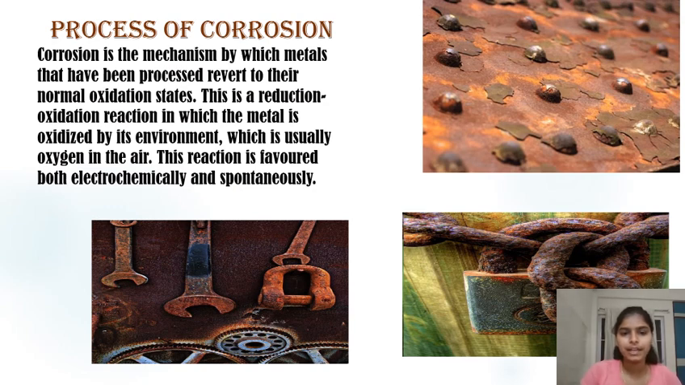The process of corrosion. When you leave a slice of apple out in the open, it turns brown. Similarly, when metals like iron are exposed to moisture and oxygen, they react to form rust, a form of corrosion. Corrosion is a mechanism by which processed metals revert to their normal oxidation state. This is a reduction-oxidation reaction in which the metal is oxidized by its environment, which is usually oxygen in the air. This reaction is favored both electrochemically and spontaneously.